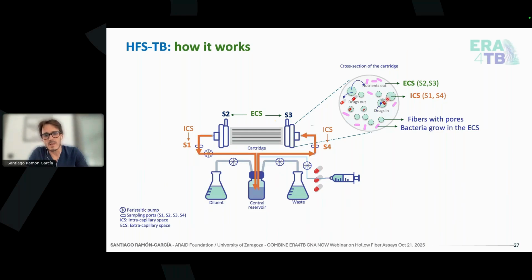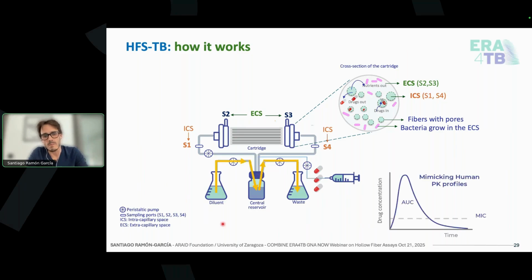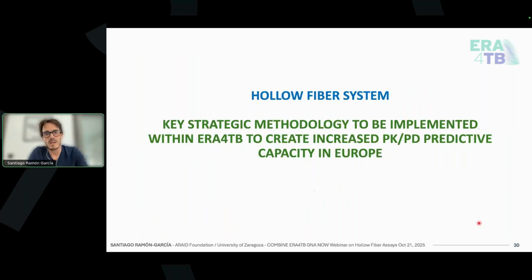So basically, what we are doing is running media through the system, getting an equilibrium. At some point, we can actually inject the drug, and then by playing with different ratios of the pumps and diluting the central reservoir, we are able to actually mimic these human PK profiles. So based on all this, one strategic decision of the ERA4TB consortium was to implement this methodology for tuberculosis to increase this capacity in Europe.